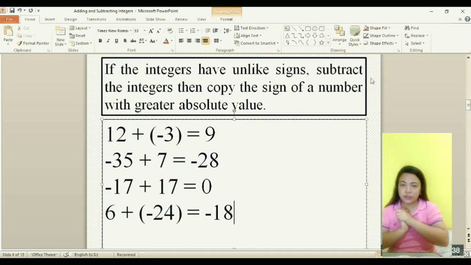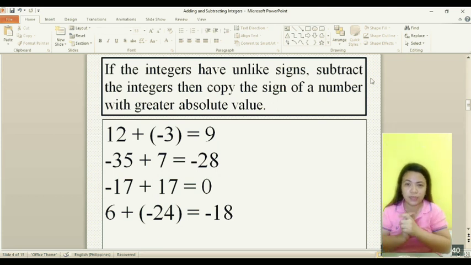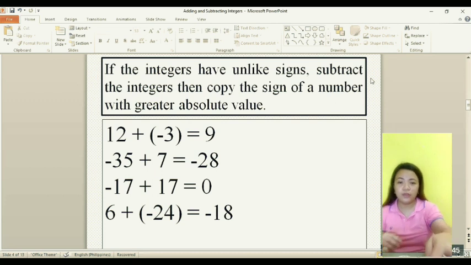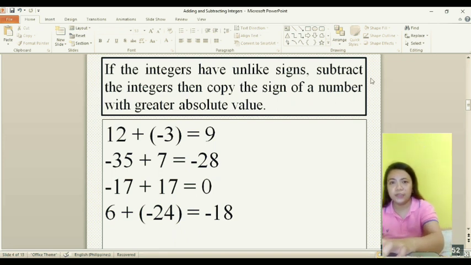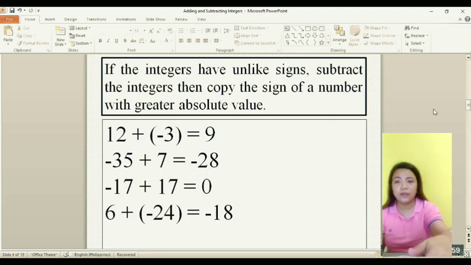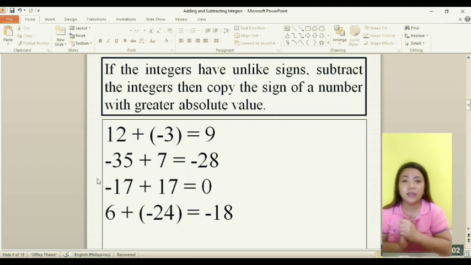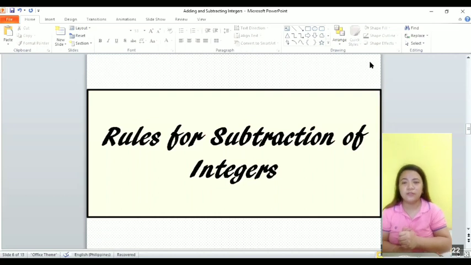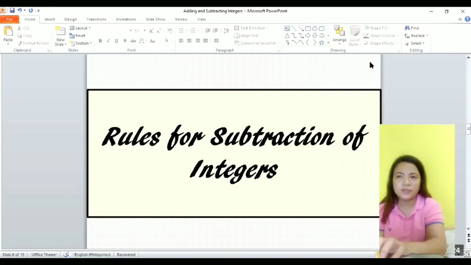integers is. So the two rules that we're going to have are, first, if they are like signs, they are both positive or they are both negative, all we have to do is to add the numbers. And then, if they are unlike signs, all we have to do is to subtract the numbers and then copy the sign of the number which has a greater absolute value. Now let's proceed to the rules for subtraction of integers.